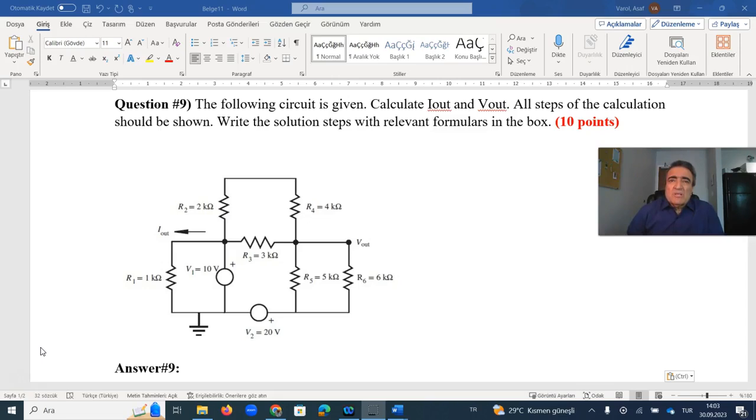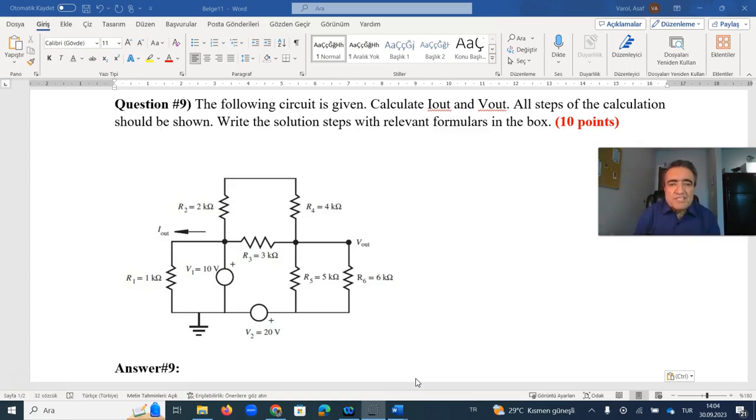Today, we want to continue with Proteus, and therefore I selected a question from our homework. And actually, I think all of you solved this problem analytically. This time, we want to solve this problem using the Proteus simulation program. First of all, we are reading the question, and then how we can solve this problem analytically in the classical method.